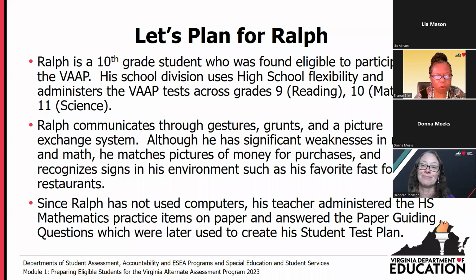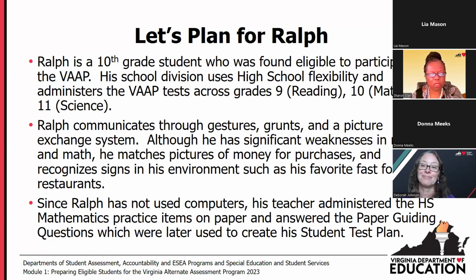So in Ralph's case, his school division decided to administer the VAAP reading test for grade 9, the VAAP math test in grade 10, and then the science test in grade 11. So we know then that as a 10th grader, the only test that Ralph is focused on and that we need to give him practice items for and to develop a plan for is the VAAP math test, because of the high school flexibility decision that was made by his school system.